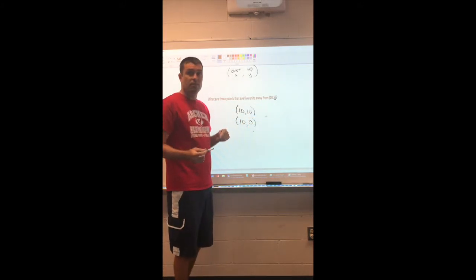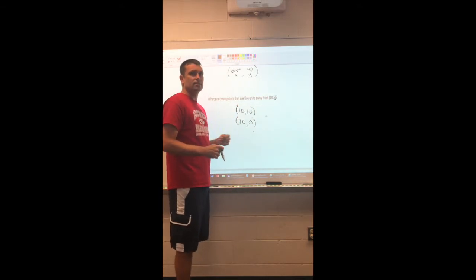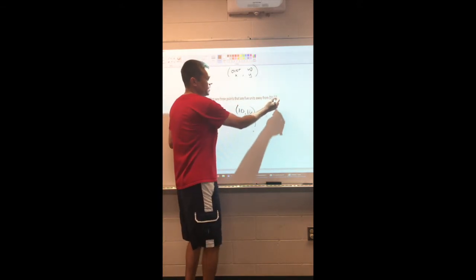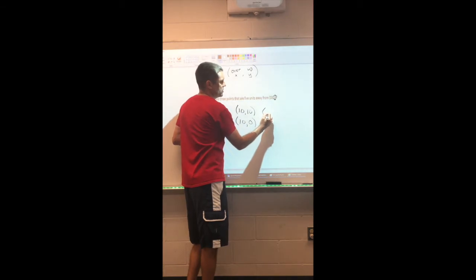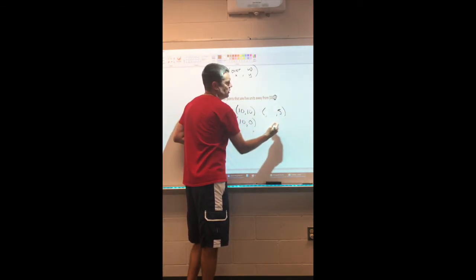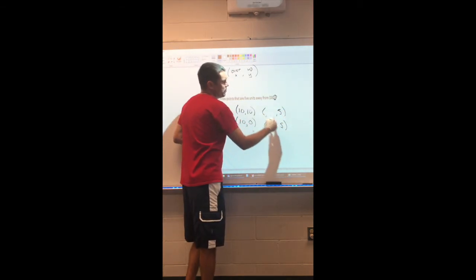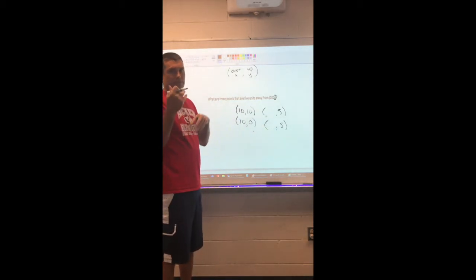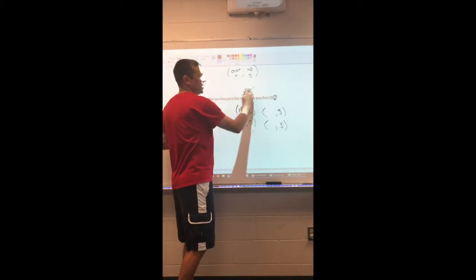Okay, I can do the same thing. If I want to go left or right instead of up or down, I just keep my y-coordinate the same, so it stays at 5 for the y-coordinate, but my x-coordinate goes up by 5 or down by 5 to move it left or right.